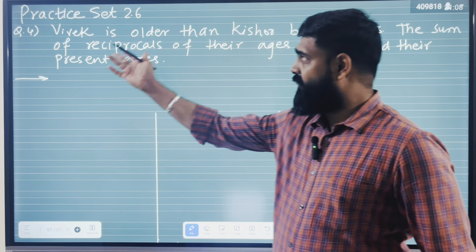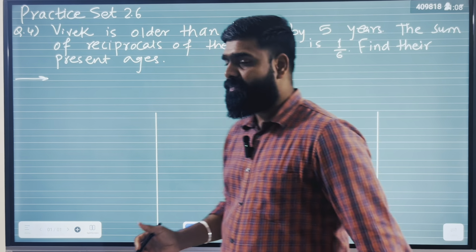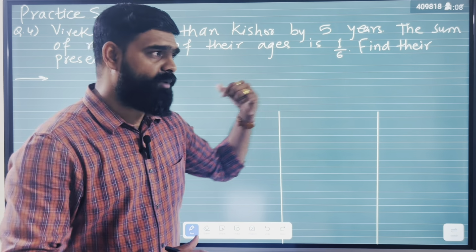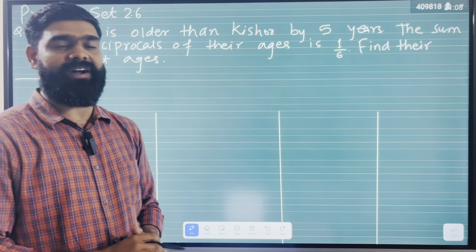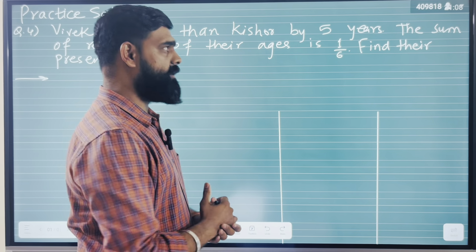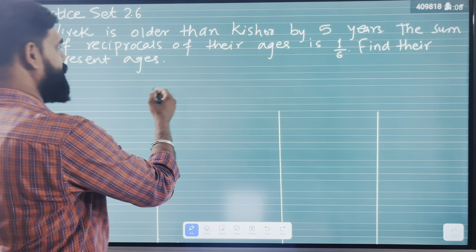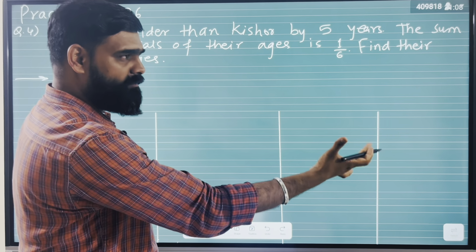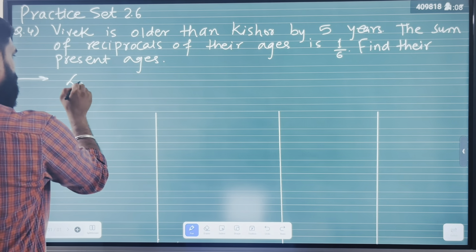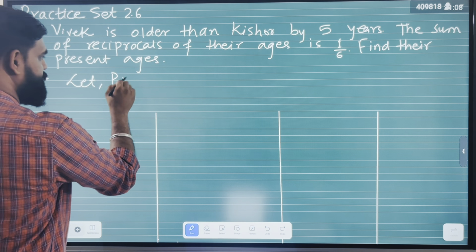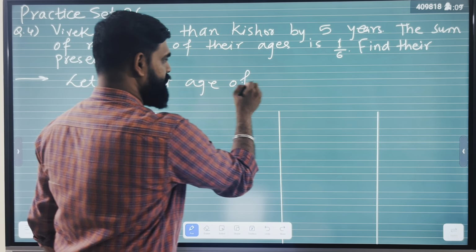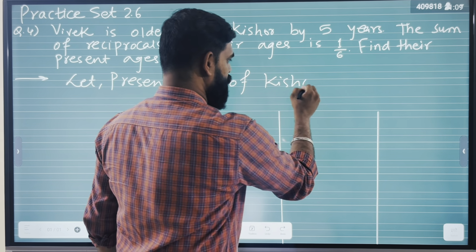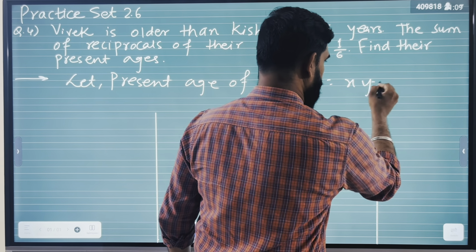In this question, we have Vivek is older than Kishore by 5 years and the sum of the reciprocals of their ages is 1 by 6 and we have to find their present ages. For this example, we have to assume the present age of Kishore. So let us assume present age of Kishore is equal to x years.